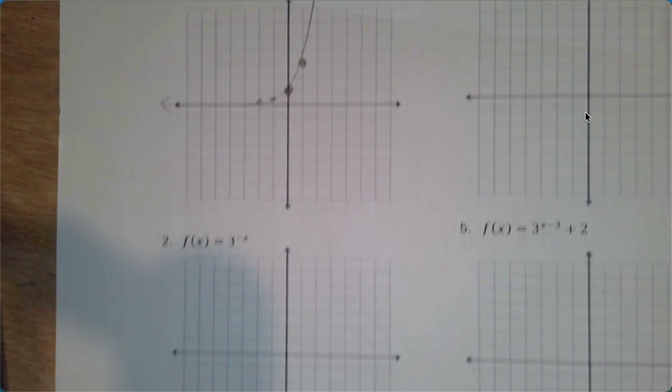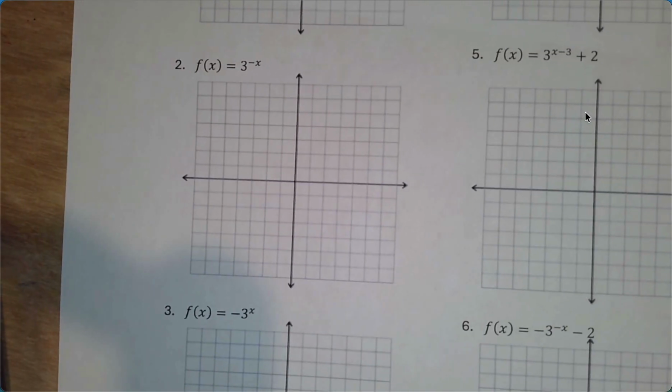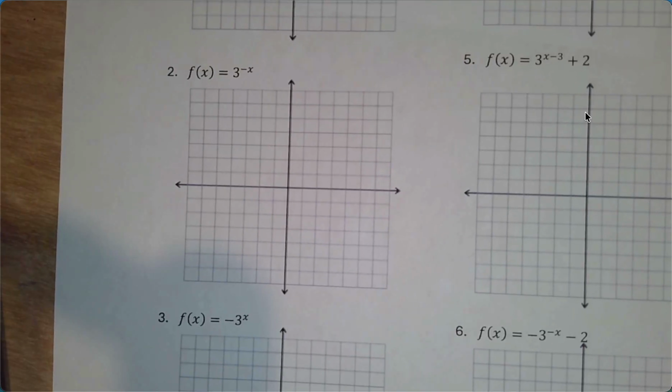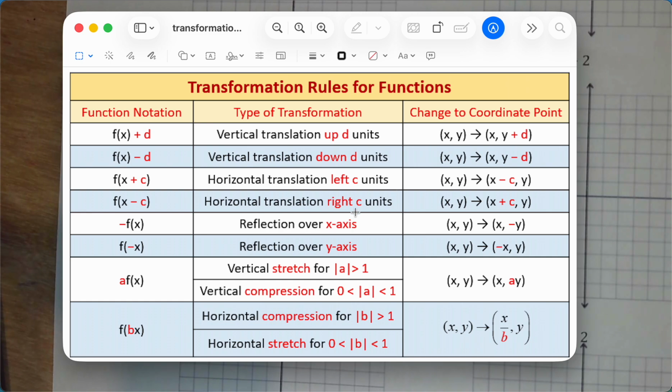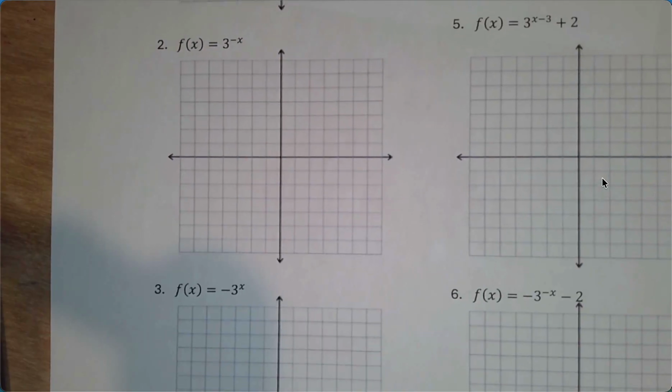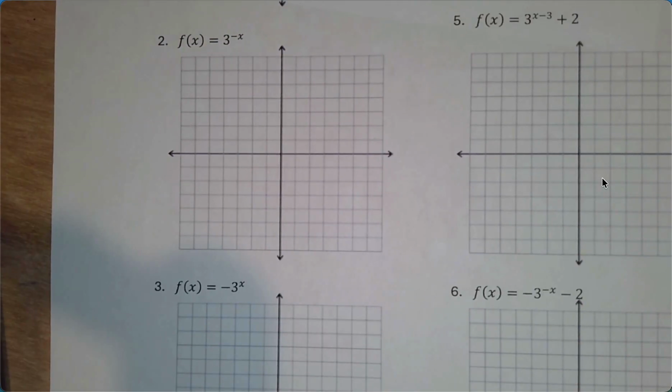And so, well, I guess we are going in numerical order. The next one I want to look at is number 2. Number 2 is 3 to the negative x. And so I'm going to pull up my function transformation list here, and I'm going to say, where is the negative? Is the negative outside of the function, or is it in the thing that gives it its name? So you think about that for a second, and look at 2 and 3 and make your decision.